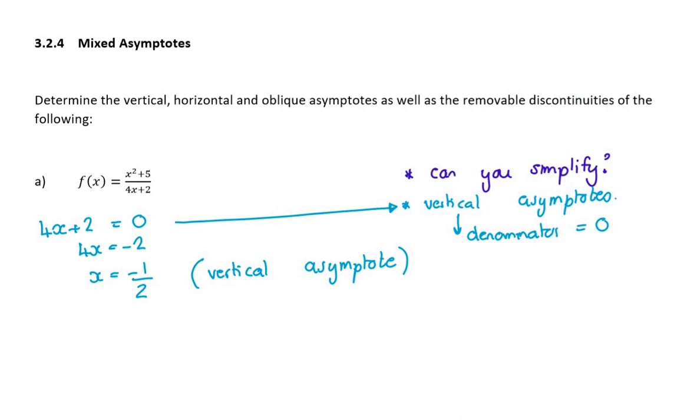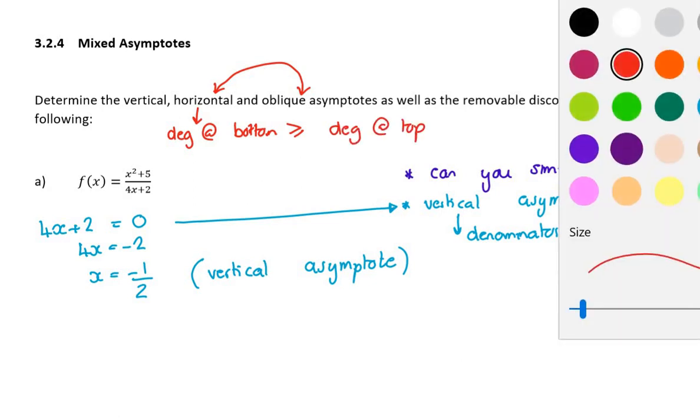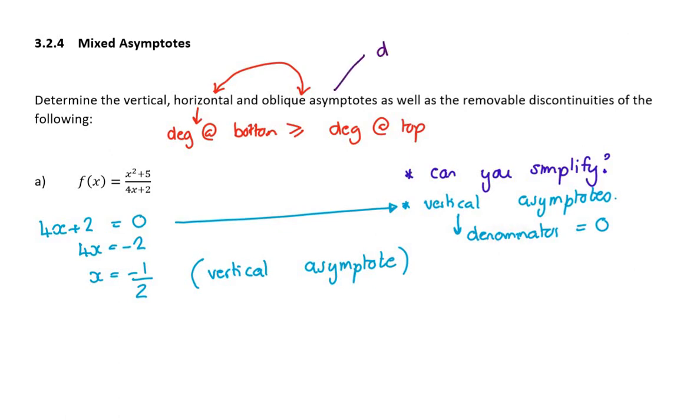We've checked vertical asymptotes. Horizontal versus oblique. Now remember, you either have one or the other. You don't have both. When do you have a horizontal asymptote? This is when the degree at the bottom is greater than or equal to the degree at the top. And when do we have an oblique asymptote? It's when the degree at the top is 1 more than the degree at the bottom, so the degree at the bottom plus 1. These are completely different ideas, and so you either have one or the other.